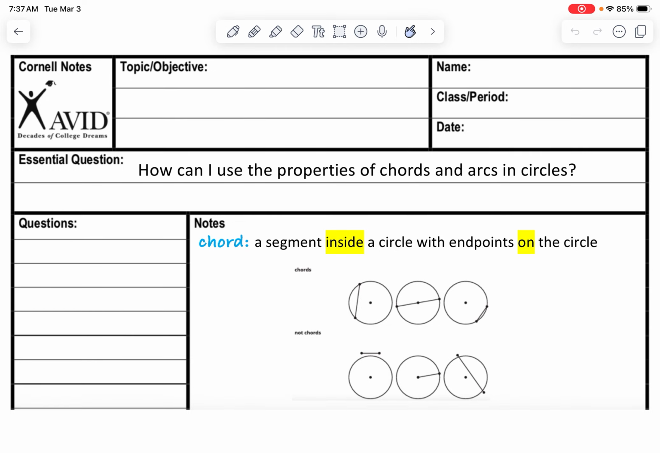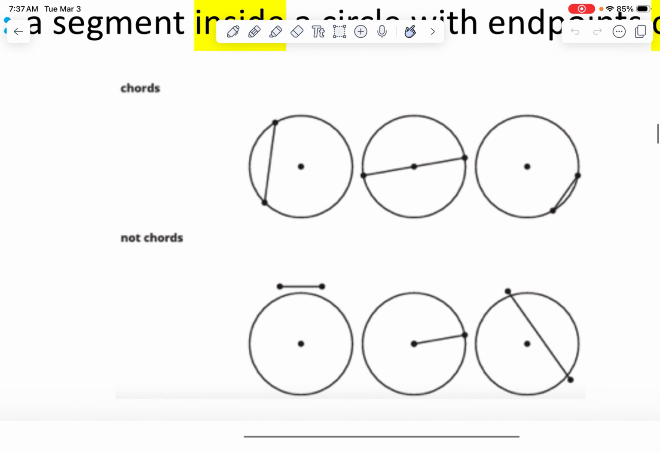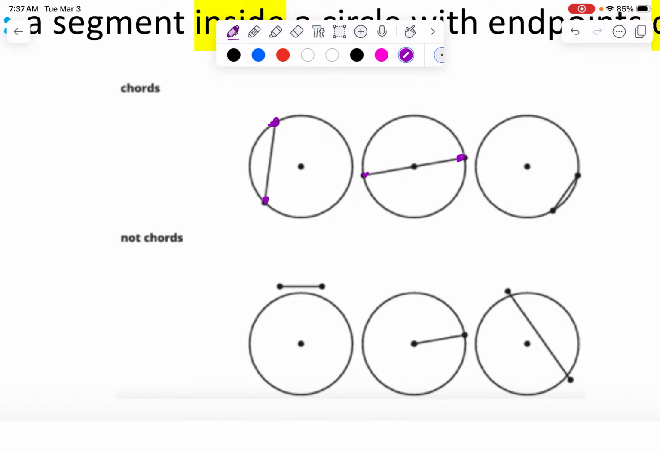Okay, so first of all, what is a chord? Well, if you look at these pictures here, you'll notice the pictures on the top all are in a circle and their endpoints are on the circle. So really that's the key: it's a segment that's inside a circle, but the endpoints lie on the circle.